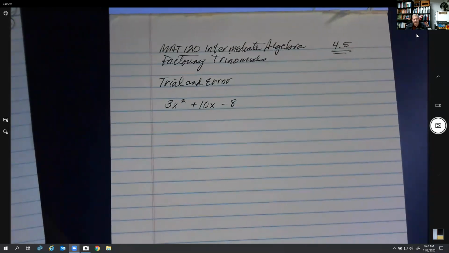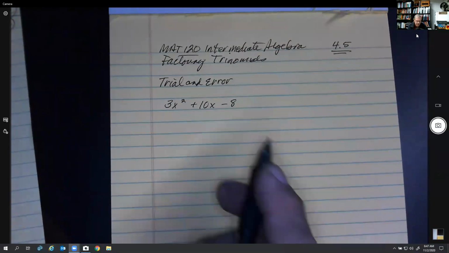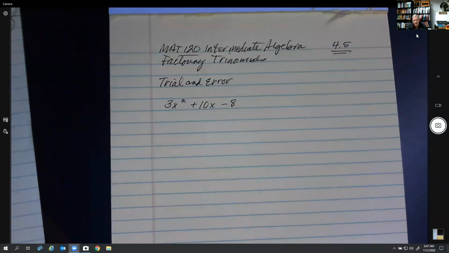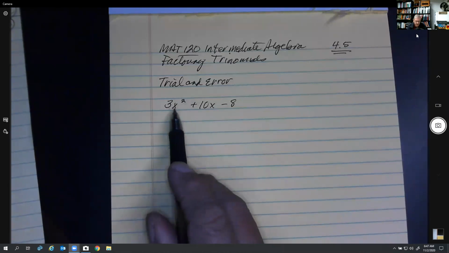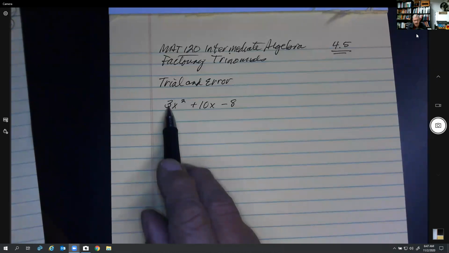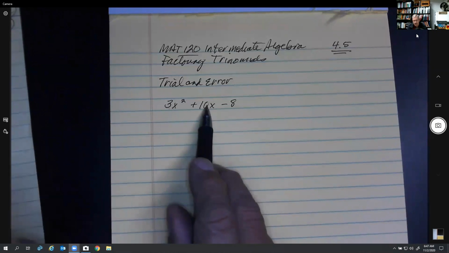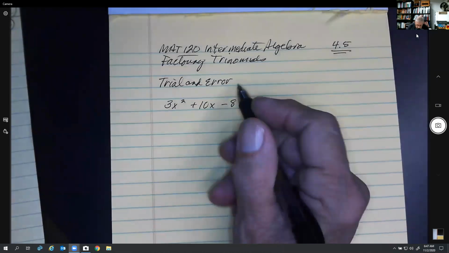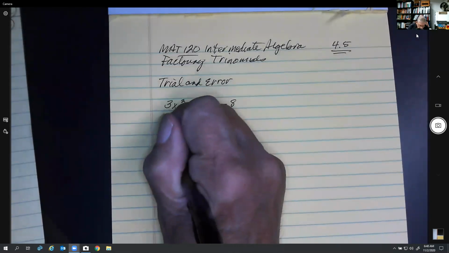So I want to factor down this trinomial, but the difference between this one and some of the ones we've done in the past is that this has a coefficient of 3, which makes it more difficult to do. I could check if I can factor out a common factor, but 3 isn't going to go into 10 or 8. So there's no common factor I can take out. So what I'm going to do is try different combinations that might work.